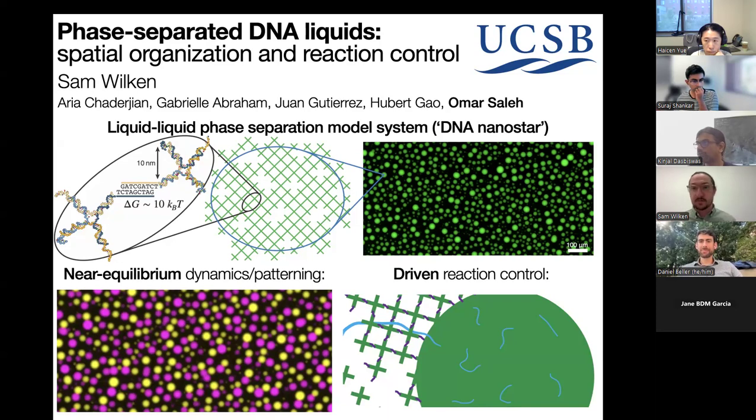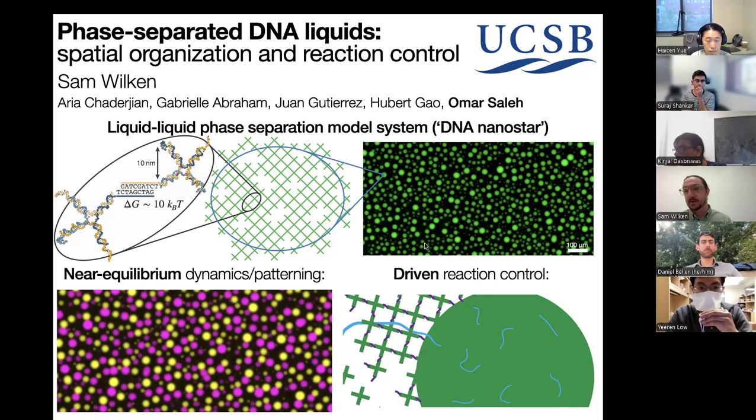But yeah, so I'm going to talk about some of my postdoctoral work today on model experimental systems of DNA liquids, like these DNA nanoparticles here that assemble into these dynamic and disordered meshworks that result in liquid droplets on the micron scale. So not only am I going to talk about some near-equilibrium dynamics and patterning, but also how we're thinking about driving these kinds of phase-separated systems out of equilibrium with enzymatic reactions.